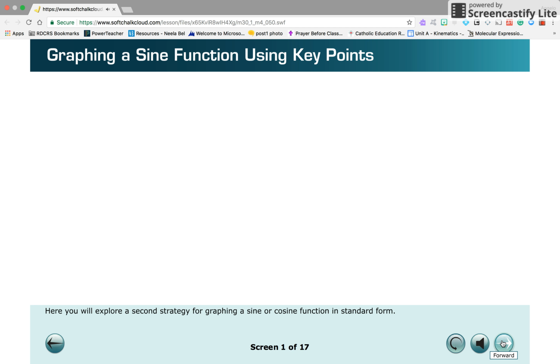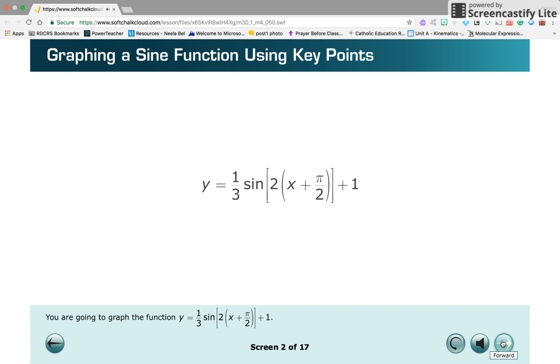Here you will explore a second strategy for graphing a sine or cosine function in standard form. You are going to graph the function y equals 1/3 the sine of 2 times x plus pi divided by 2, plus 1.